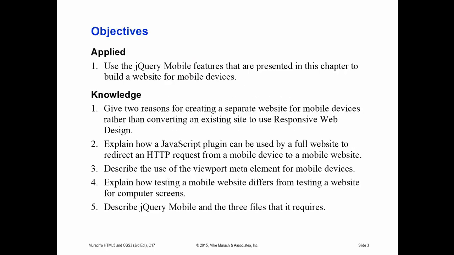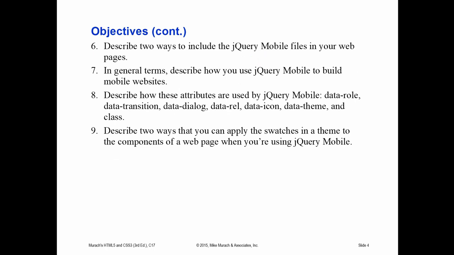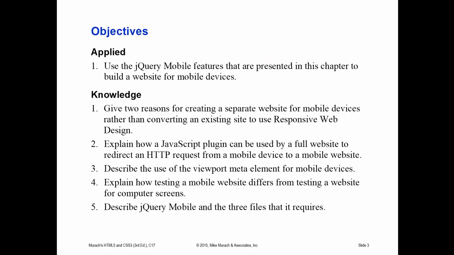So we have one applied and, I think, nine knowledge objectives. Our applied objective: use the jQuery Mobile features that are presented in this chapter to build a website for mobile devices. The knowledge objectives are: give two reasons for creating a separate website for mobile devices rather than converting an existing site to use responsive web design. Explain how a JavaScript plugin can be used by a full website to redirect an HTTP request from a mobile device to a mobile website.